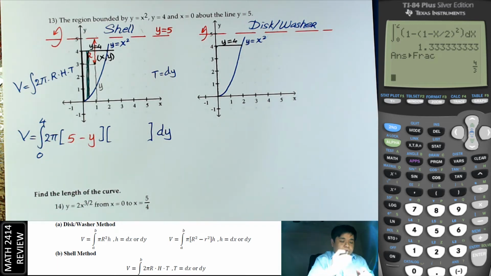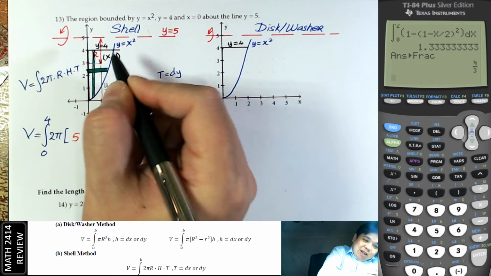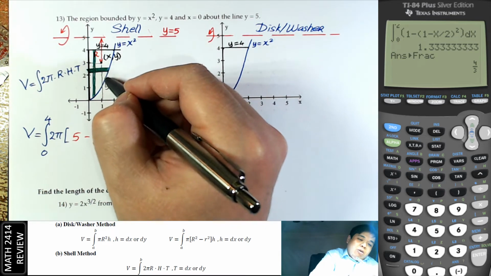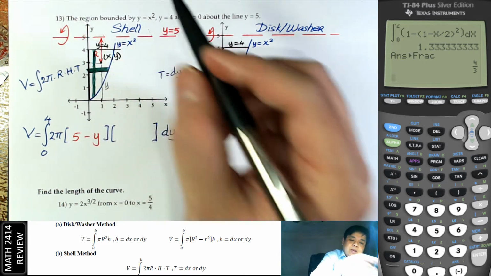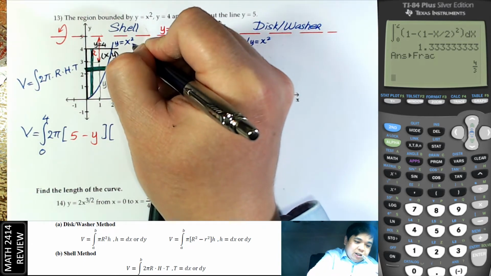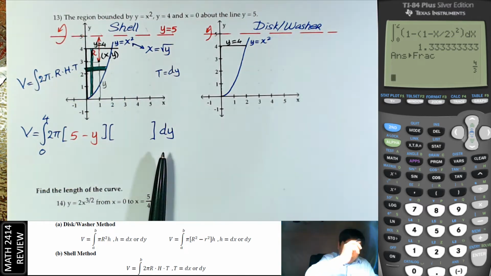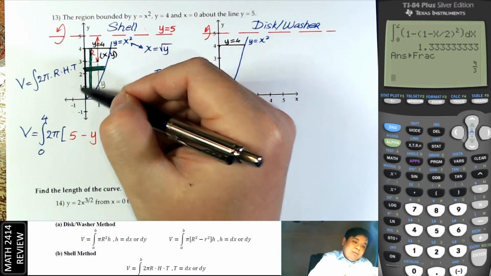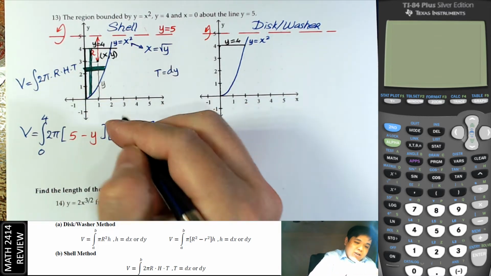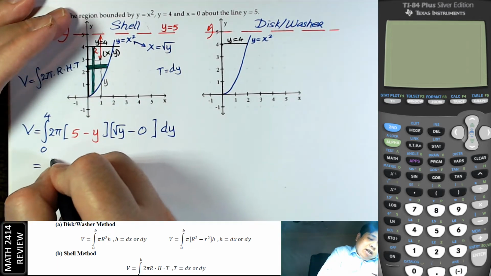And then the height is the difference of two functions. The difference of two functions should be horizontal like this, because the height is always parallel to the axis of rotation. So we talk about this. So the function on the right minus the function on the left. It has to be in terms of y though, so we have to solve for it. Y equals x squared, so x equals square root of y. So square root of y minus 0. The function on the right minus the function on the left must have the same variable as the y here. Right, pull out the pi.